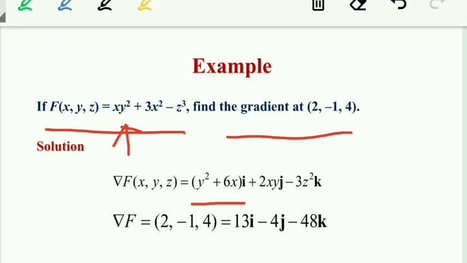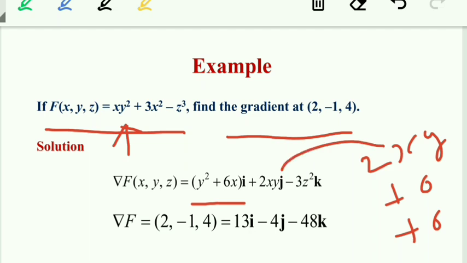Then I differentiate the same thing with respect to y, where x is a constant. Differentiating x y squared gives 2xy. The second part, if I differentiate with respect to y, I get 0 because it is a constant with respect to y. Similarly, differentiating z cube with respect to y again gives 0. So what I get is 2xy j.